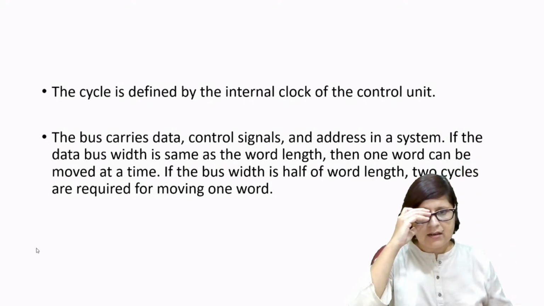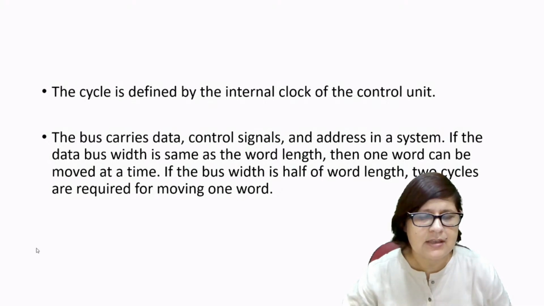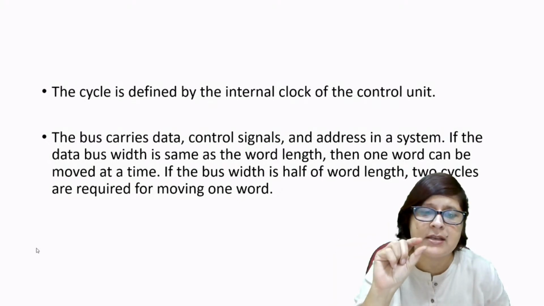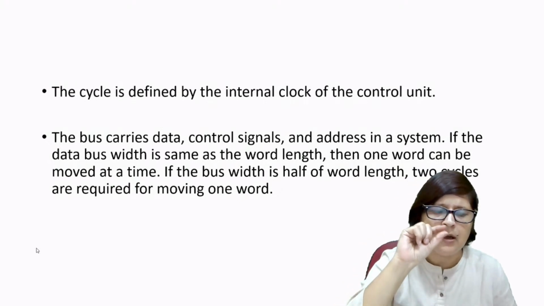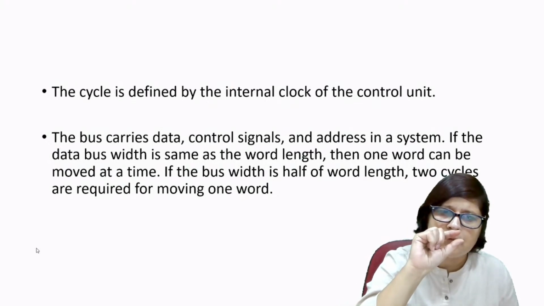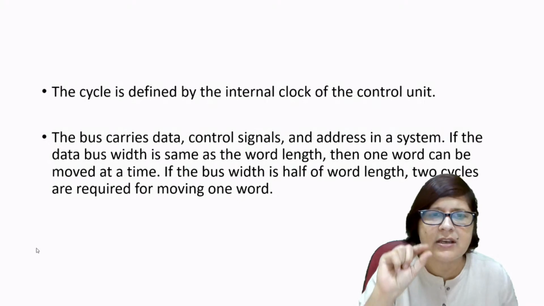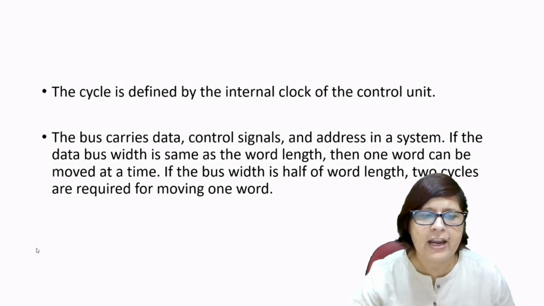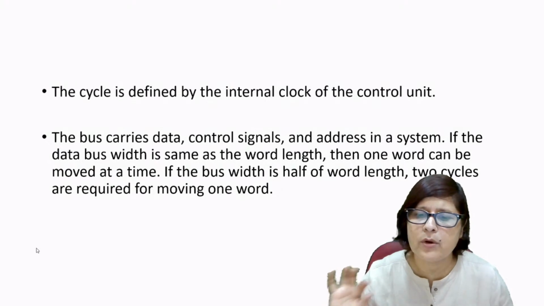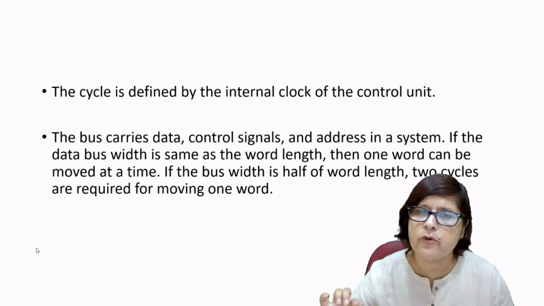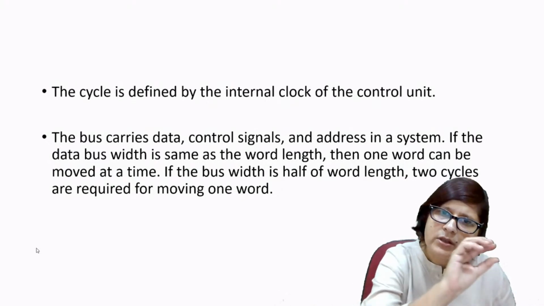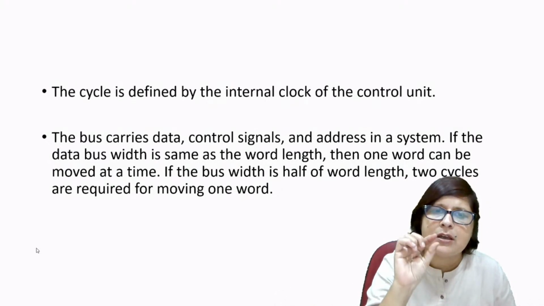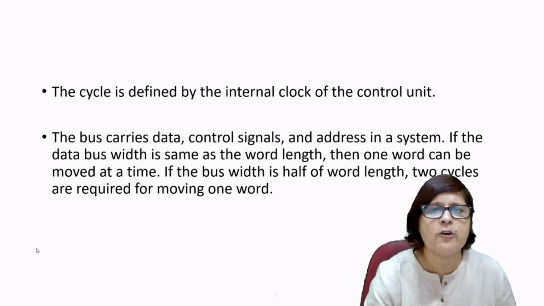The bus carries the control signals and the address in a system. The bus of the controller carries the data. Understand this thing in the CPU. It carries the data, a control signal, and the address in the system. If the data bus width is the same as the word length, then one word can be moved at one time. If the bus width is half of the word length, two cycles are required to move one word. So this bus width actually determines the speed of your computer.